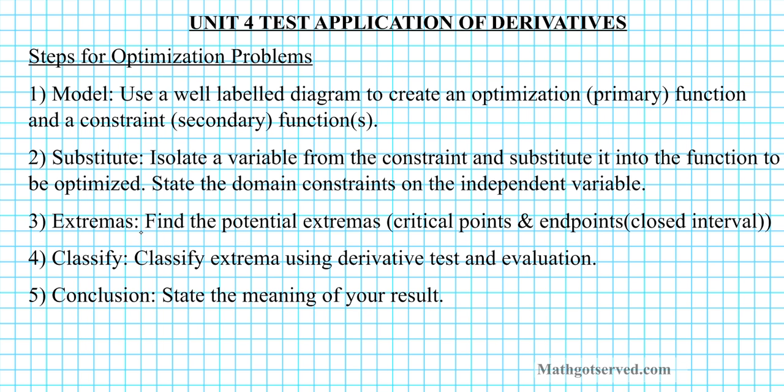Step 3, that's when we start using the tools of calculus. We're going to find our potential extremas. These are the critical points and endpoints. Part 4, we're going to classify our extrema using the derivative test and evaluating our optimization function at those potential extremas. And then lastly, we'll state the meaning of our result. So these are the steps that we're going to be following in solving the problem.